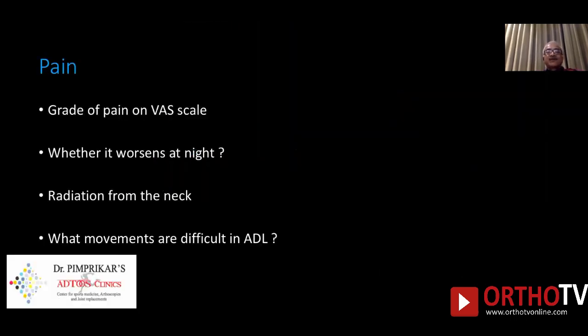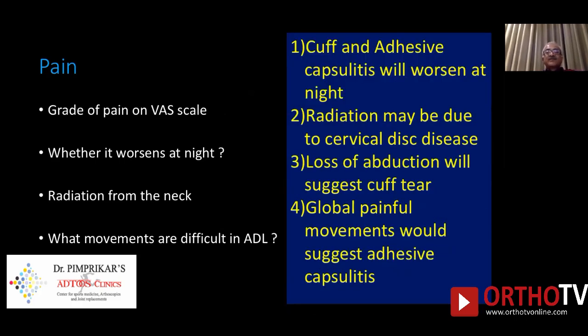The second important point in the history is pain. We have to understand what is the grade of pain on a VAS scale. Plus, sometimes you have to ask leading questions as to whether the pain worsens at night, whether it radiates from the neck, and what are the difficulties in doing activities of daily living. For example, if the patient's pain worsens at night, then a probable condition could be a cuff disease or adhesive capsulitis.